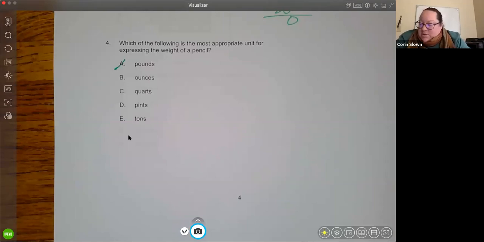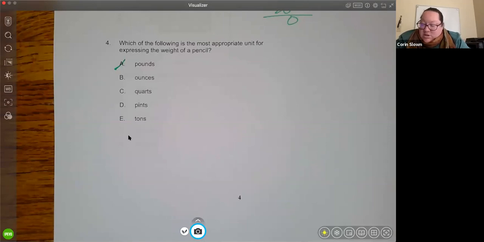Ounces is not a bad choice, right? Because ounces is pretty small. It's something that we can use both as a weight measurement and as a liquid measurement. In this case, it would be a weight measurement for the pencil. So I'm going to hold and say, I think B might be a good option for the weight of a pencil.